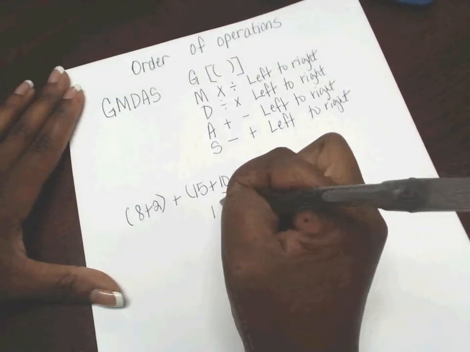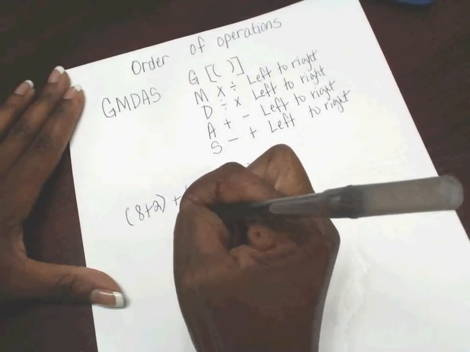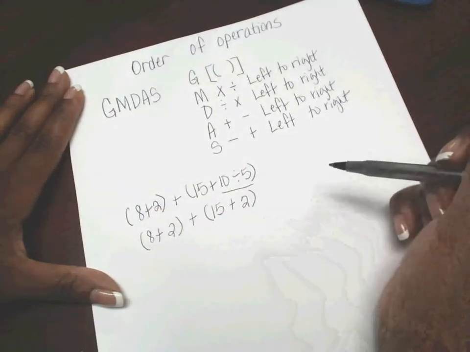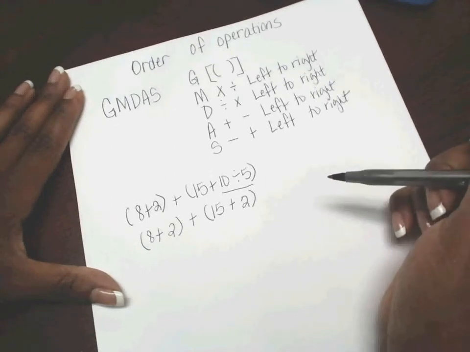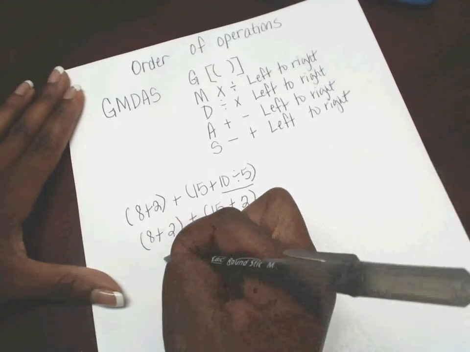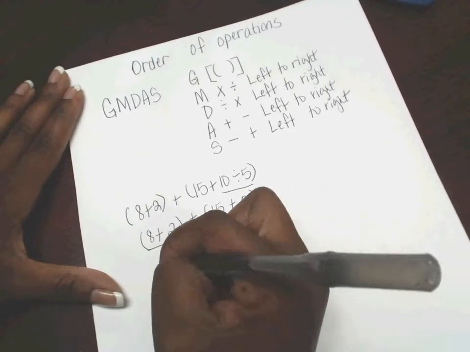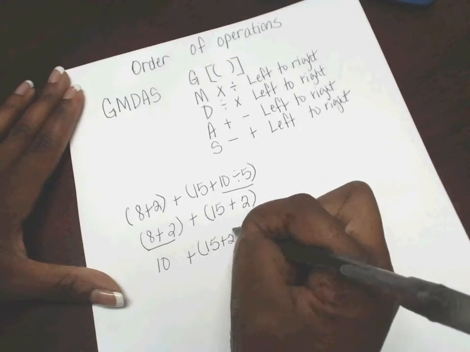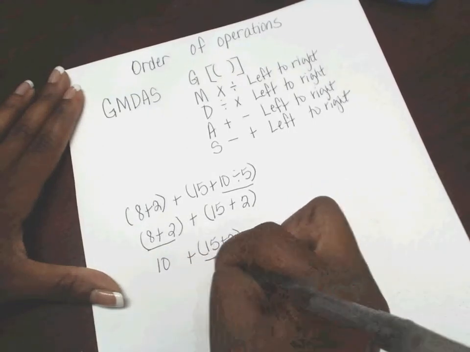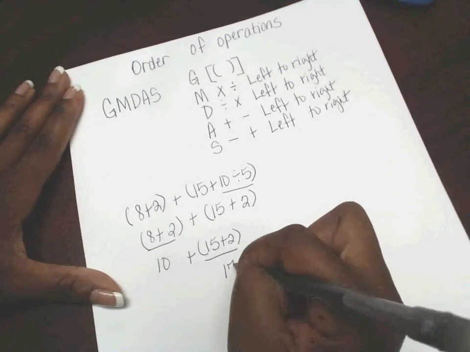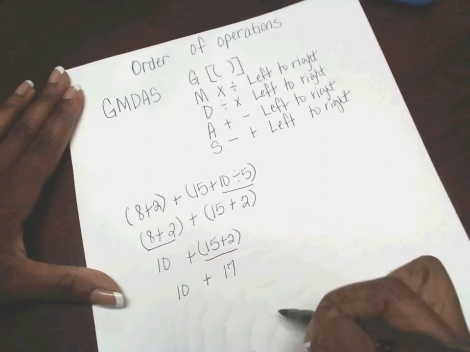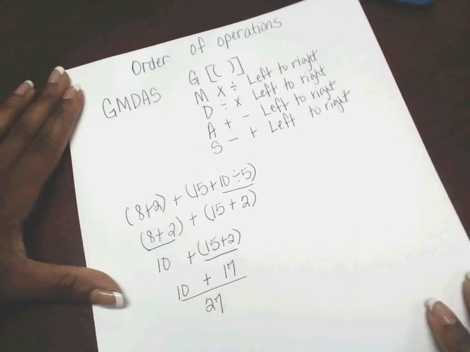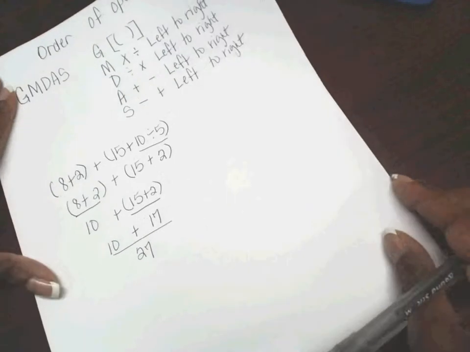I'm going to keep my parentheses until I'm finished solving everything in the parentheses. And what I like to do is rewrite the rest of the problem so that I don't miss any numbers. Okay? Now, let's start here. I'm going to do this one. 10 plus 15 plus 2. And then underlining what I'm working on, 17, and then rewrite the rest of the problem. And then 10 plus 17 is 27. Okay?